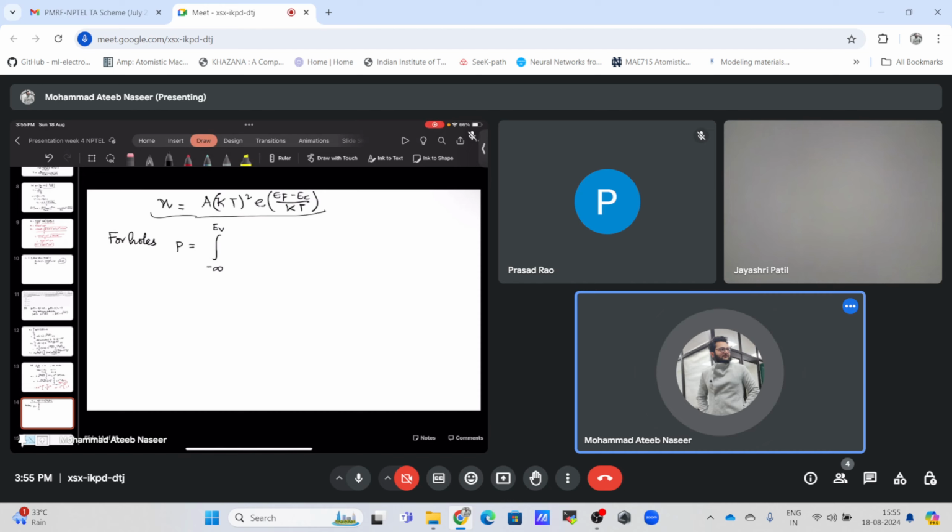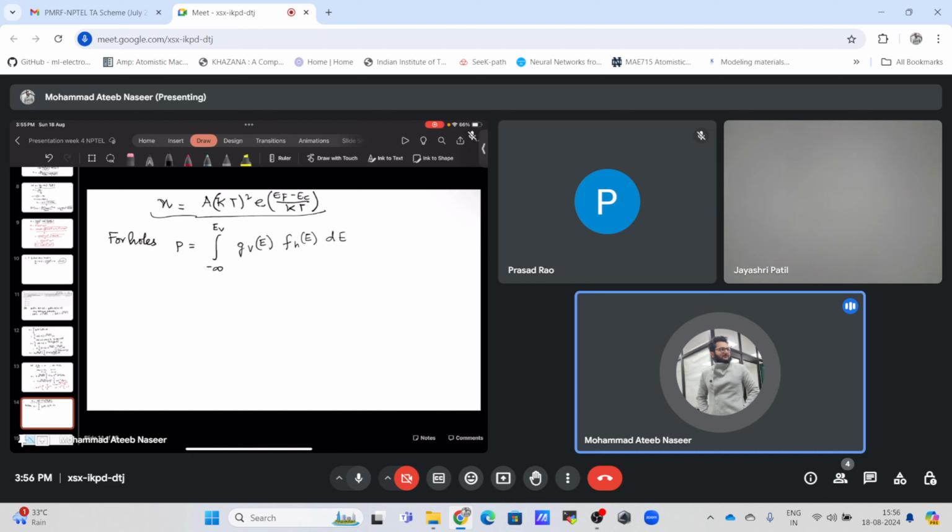As a result, we can take this limit to be equal to minus infinity, and we can say the upper limit is EV, which is the valence band edge, and this is what the professor also taught us in the class. So this is simply equal to GV of E, the density of states in the valence band, times the probability of occupation, which is given in this case by the Boltzmann distribution, because we have been told to assume E minus EF is much greater than KT, or much greater than 3 KT. 3 KT is a safe number to play with.